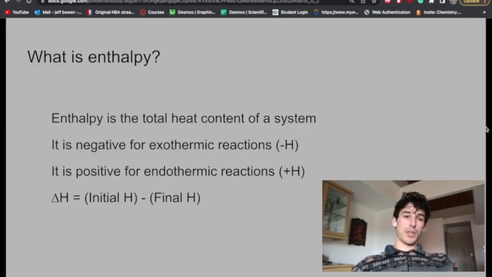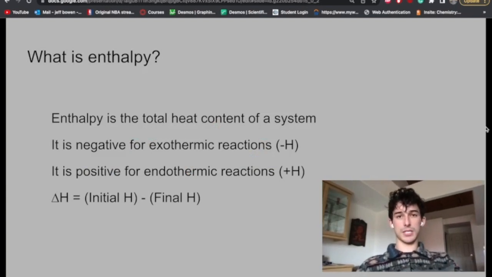So what is enthalpy? Enthalpy is the total heat content of the system. It's stored in the bonds, and it relies on the volume and temperature of the system. It is negative for exothermic reactions. So if a reaction releases heat, the change in enthalpy will be negative because the total heat content of the system has decreased. And it is positive for endothermic reactions, and that is when there is new heat content added to the system.